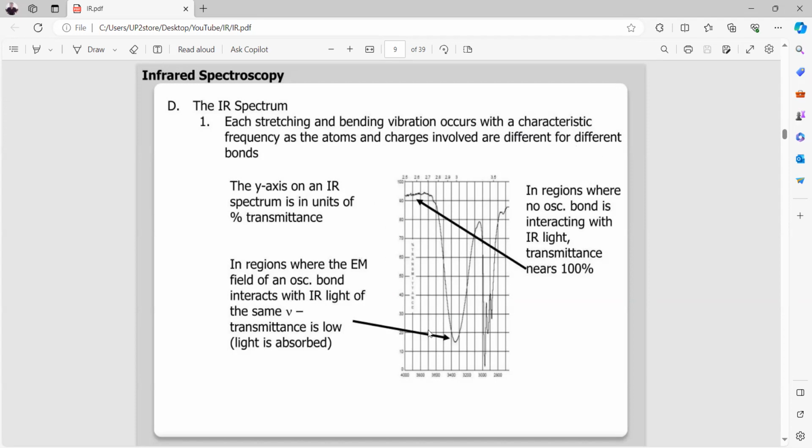This is an IR chart produced from IR spectroscopy, and the y-axis on the IR spectrum is in units of transmittance. In the region where the electromagnetic field of an oscillating bond, as you can see at this arrow, interacts with IR light of the same frequency, the transmitted light is low. In this region, as you can see at this arrow, where no oscillating bond is interacting with the IR light, transmittance nears 100%.